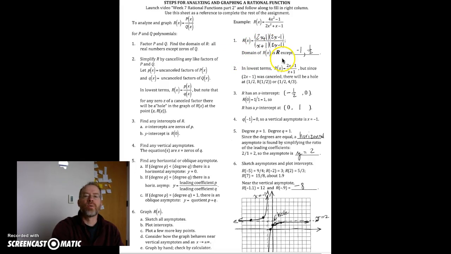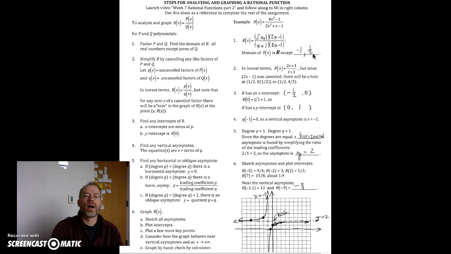The domain will be all real numbers except, and we just look at the places where the fraction is undefined, where we're dividing by 0, and the factors help. So x plus 1 is 0 when x is negative 1. 2x minus 1 is 0 when x equals 1/2, or I can solve a little equation setting 2x minus 1 equals 0. So I find that the two zeros of the denominator are negative 1 and 1/2, and the domain of r of x is all real numbers except those two, negative 1 and 1/2.